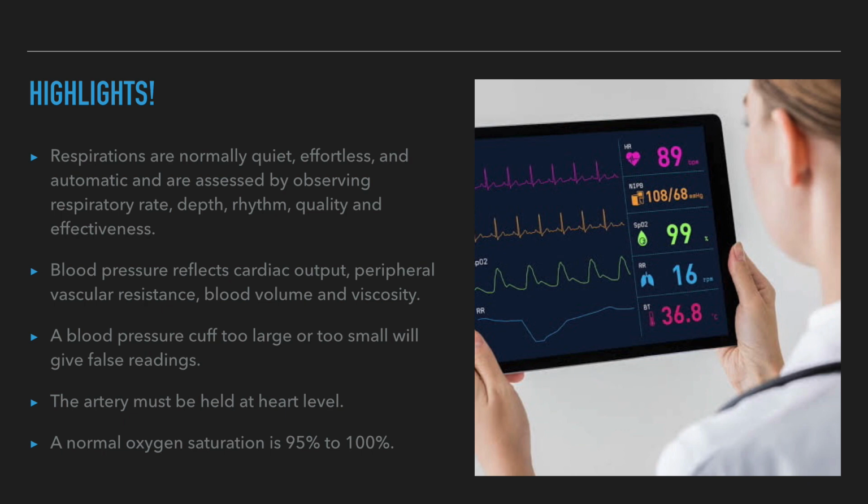Blood pressure reflects cardiac output, peripheral vascular resistance, blood volume and viscosity. A blood pressure cuff that is too large or too small, or too tight or too loose, will give false readings. During blood pressure measurement, the artery must be held at heart level. A normal oxygen saturation is 95% to 100%. The pulse oximeter sensor may be placed on fingers, hand, foot or nose.